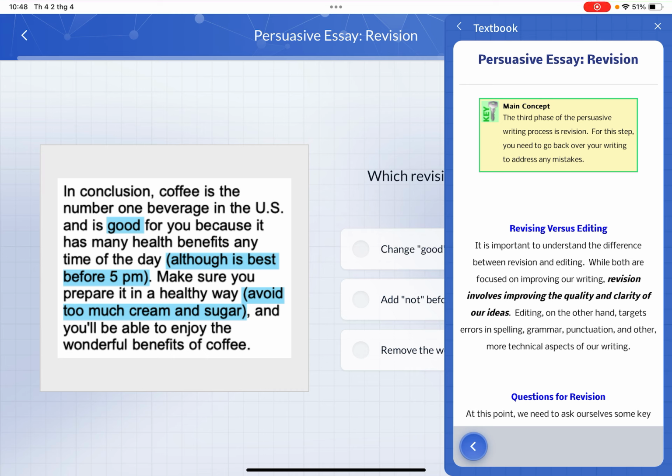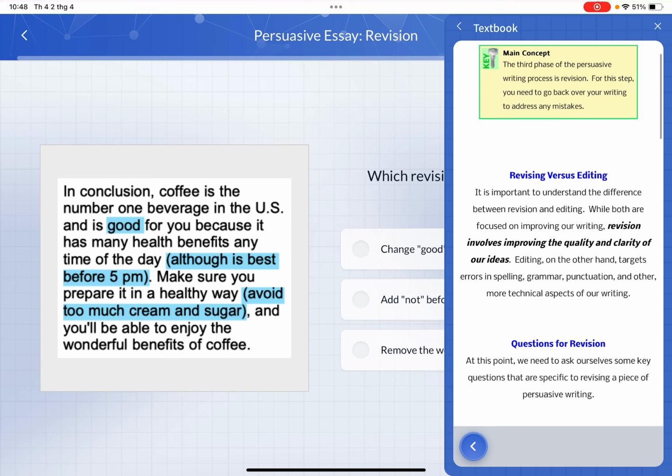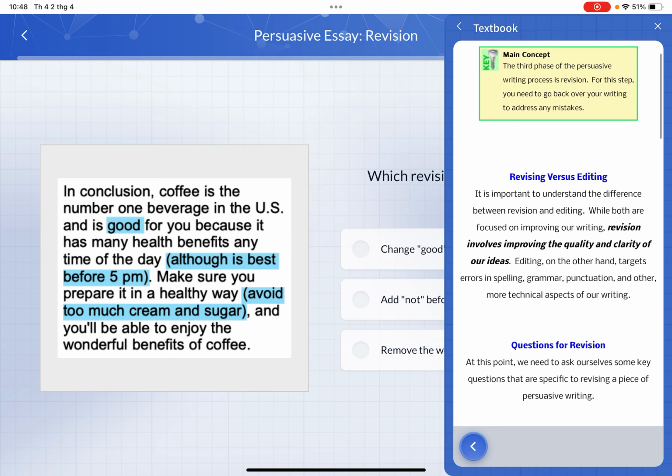It is important to understand the difference between revision and editing. While both of them focus on improving your writing, revision involves improving the quality and clarity of our ideas. Editing, on the other hand, targets errors in spelling, grammar, punctuation, and other more technical aspects of our writing.